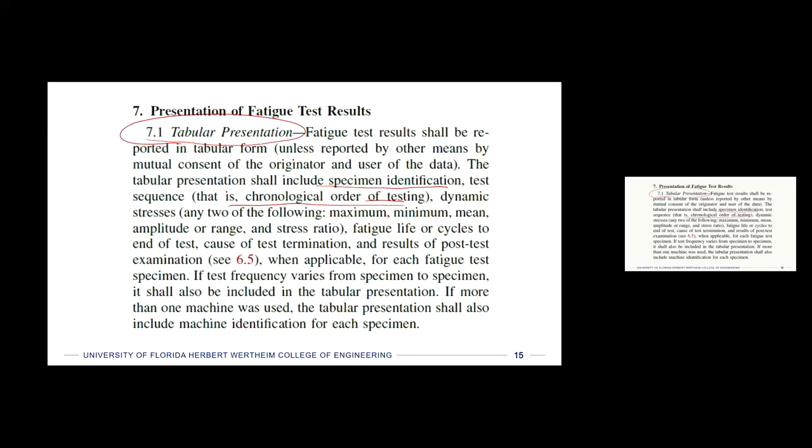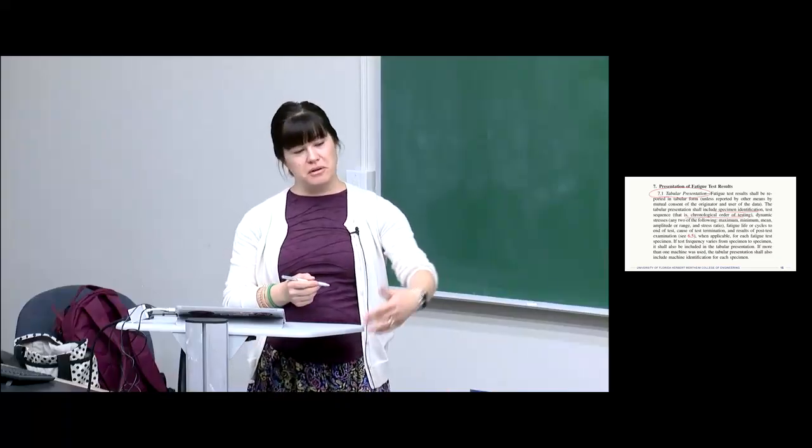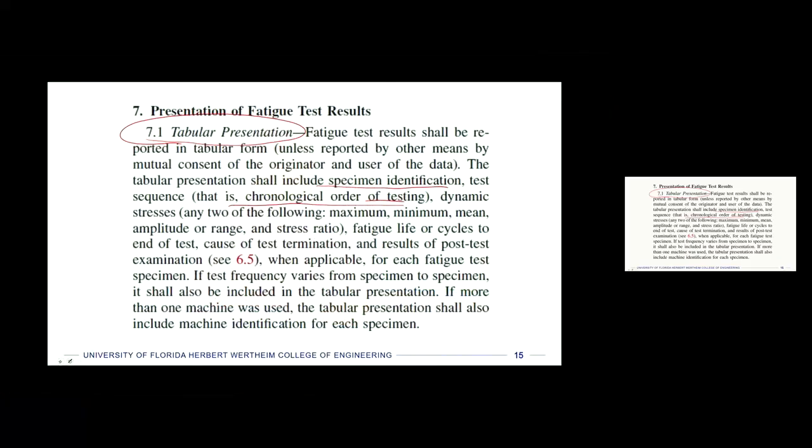If more than one machine was used, right? So let's say there's a lab that does a lot of this. They've got 10 load frames, right? But one of the load frames had to go back for repair, so they got a temporary one. It's a different kind, whatever. You have to consider those kinds of things. And it says you should specify machine identification. Was it tested on frame 2, frame 8, frame 6? So if somebody wants to go back and look for systematic errors in that, they can.